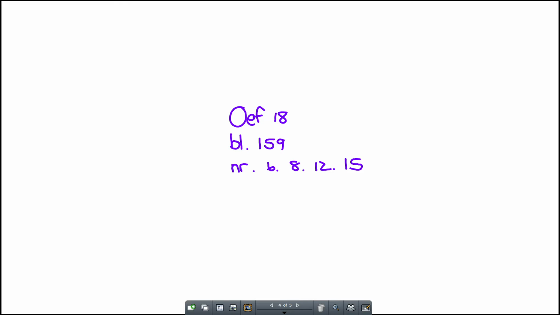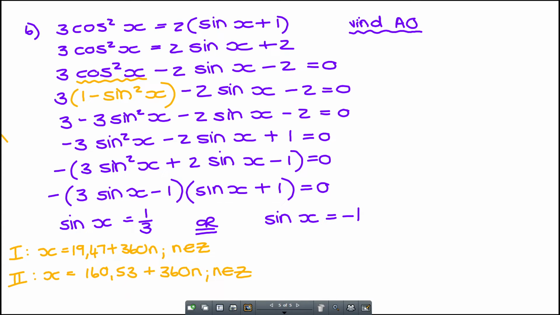Net klaar maak, is alwaar ek hoor. Goed. Kyk gou daar. I know, dit lyk bietjie woes.